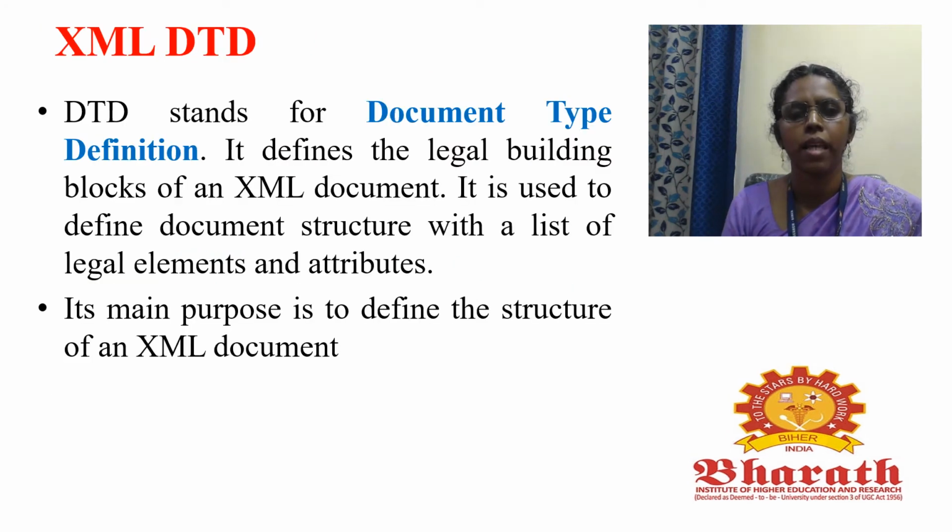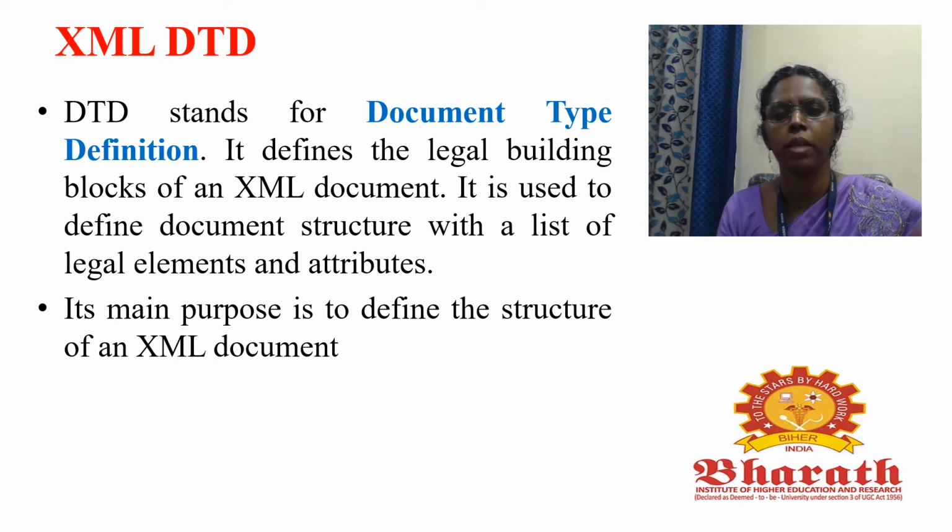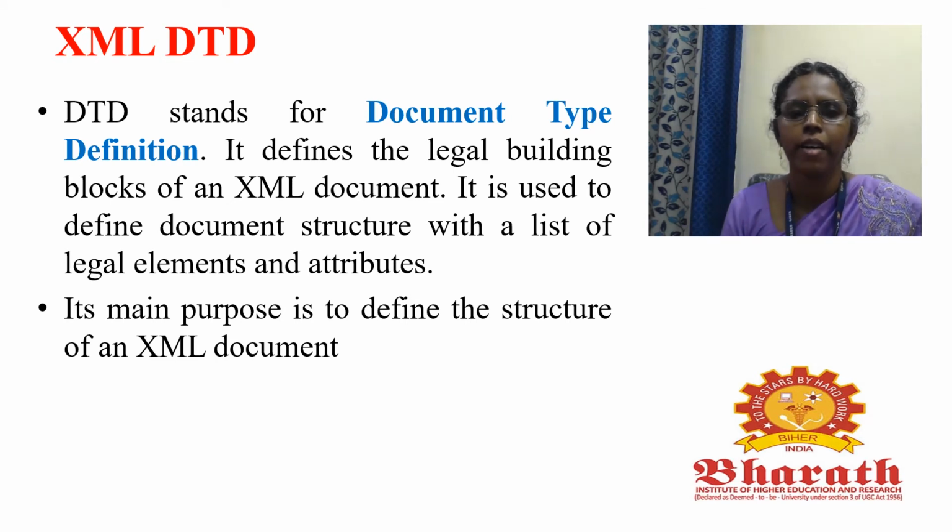And the next one is the XML DTD. So XML DTD stands for document type definition. It defines the building blocks for the XML document. What is the actual structure? What are the elements we are having within that structure? What are the attributes we are having? That will be specified or defined using this DTD, that is document type definition. The main purpose is to define the structure of an XML document.